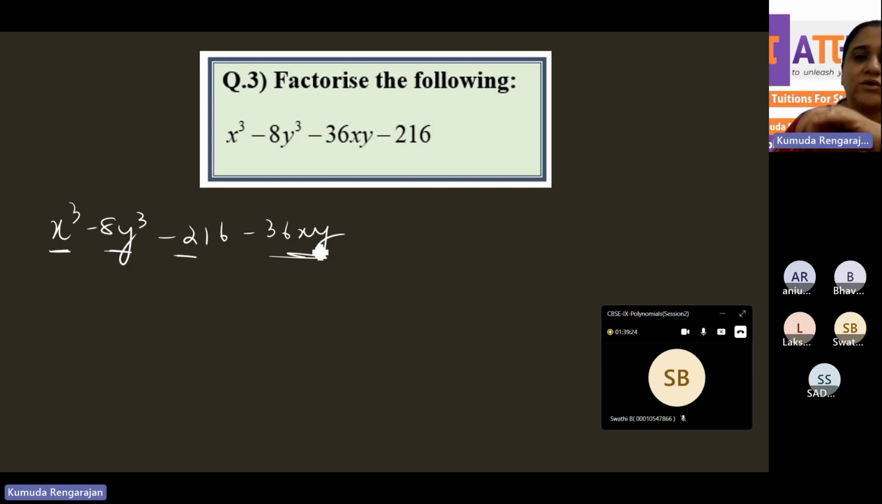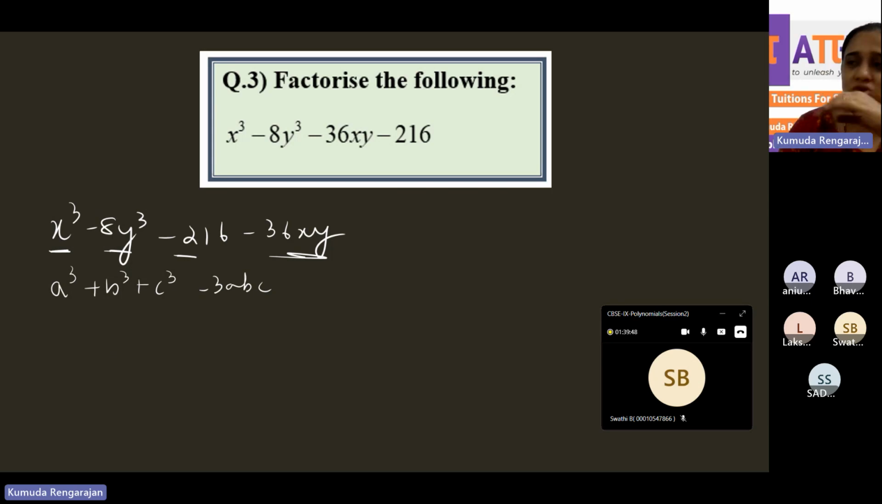X cubed, 8y cubed, 216. X cubed is x the whole cube. 8y cubed is 2y the whole cube. And 216 is 6 the whole cube. 3 perfect cubes. Then this is the only identity that has 3 perfect cubes. What is the identity? A cubed plus b cubed plus c cubed minus 3abc. This is the only identity.